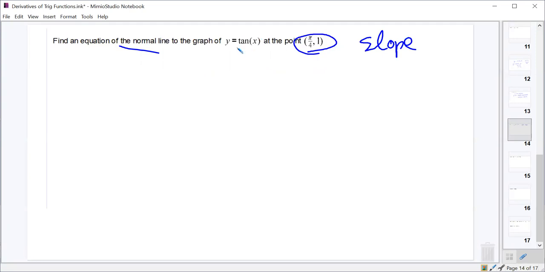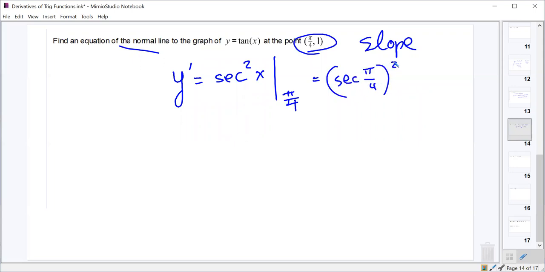So we need to find the slope of the tangent line for y equals tangent x. So we'll need to find its derivative. And we already said the derivative of tangent x is secant squared x. So we need to find out what does that slope equal at pi over 4, right? Because that's what our x coordinate is. So what is secant squared of pi over 4? First off, we'll need to know what is secant of pi over 4, and then we'll just square that value, right? So what's the secant of pi over 4?